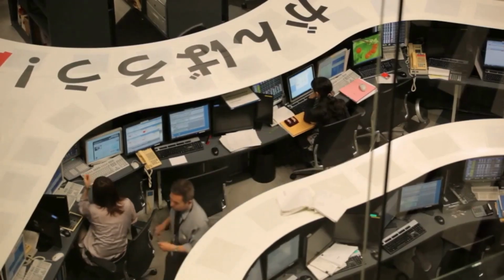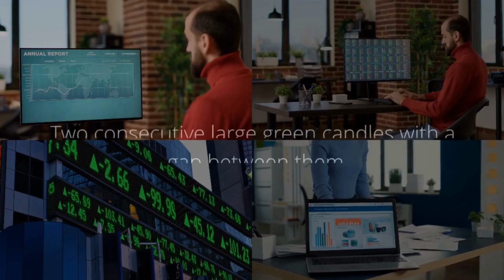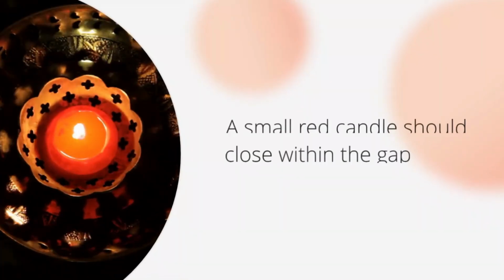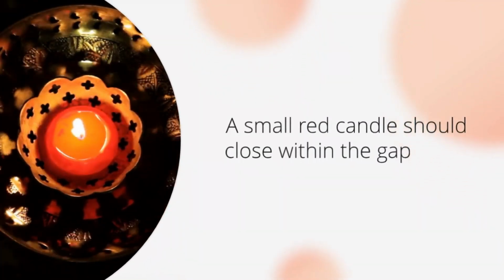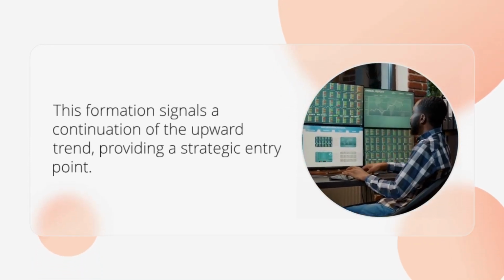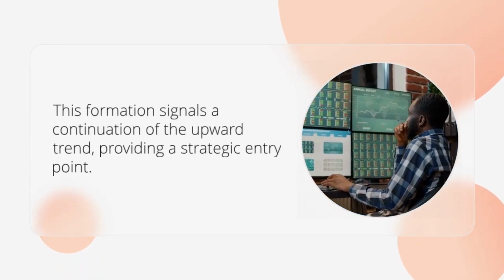To identify the upside Tasuki gap, look for 2 consecutive large green candles with a gap between them. Following these, a small red candle should close within the gap. This formation signals a continuation of the upward trend, providing a strategic entry point.